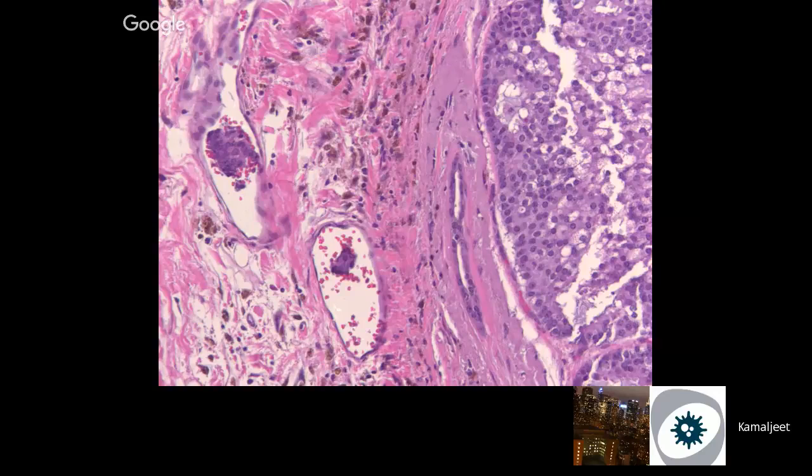Other artifact is, you can actually see the displaced tumor cells in the vessels. So they will be degenerative looking. They might be associated with hemosiderin, and they will be near the biopsy tract.